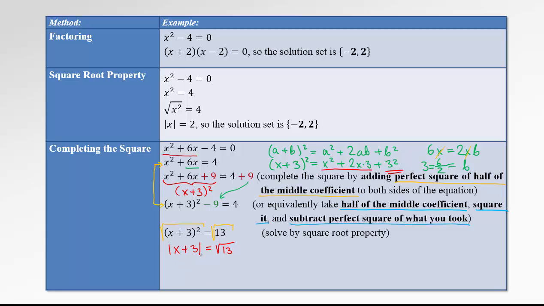Instead of writing this absolute value, we can write directly x plus 3. However, we need to remember to use plus or minus root 13 on the other side, right? Those are the two cases that absolute value results in. And finally, to solve for x, we move the 3 to the other side, so it becomes -3 plus or minus root 13, which means our solution set consists of two roots, -3 plus root 13 and -3 minus root 13. So that's how completing the square procedure works.